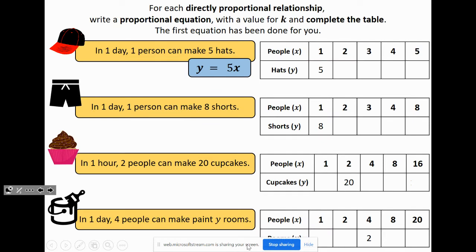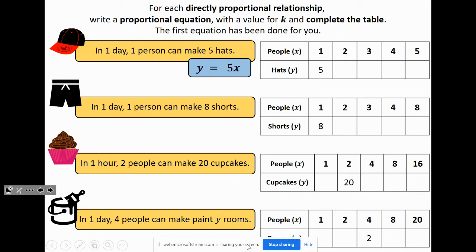So what I'd like you to do is have a go at filling in these tables then. You can pause now and have a go. Okay, so you should have had time to try this out.